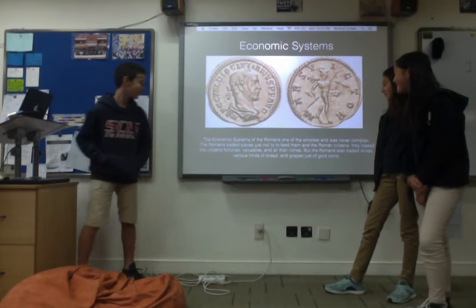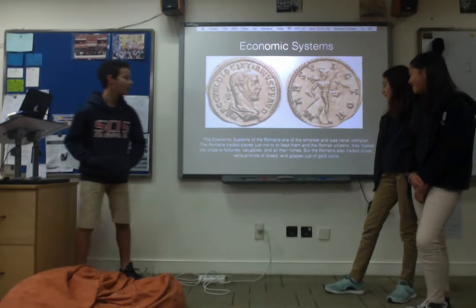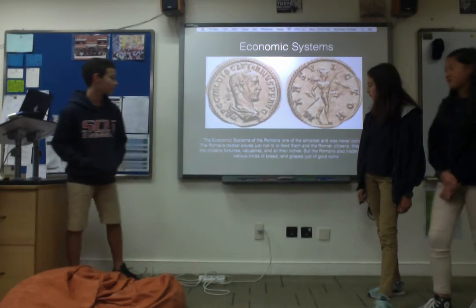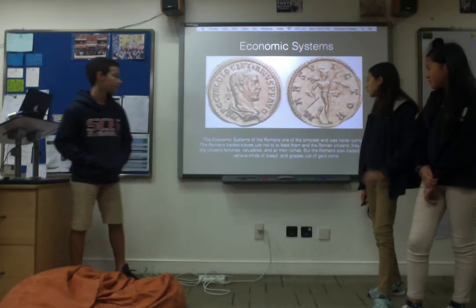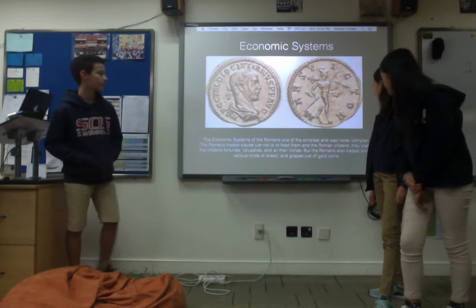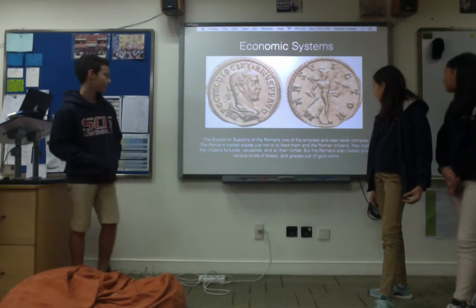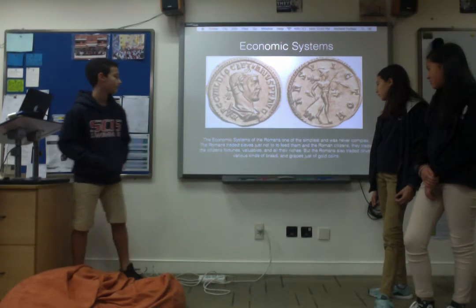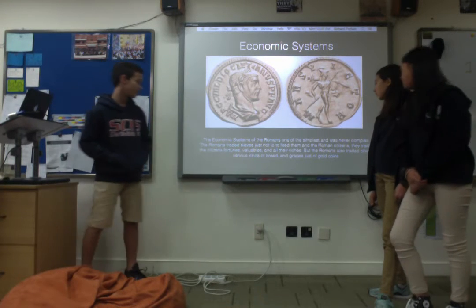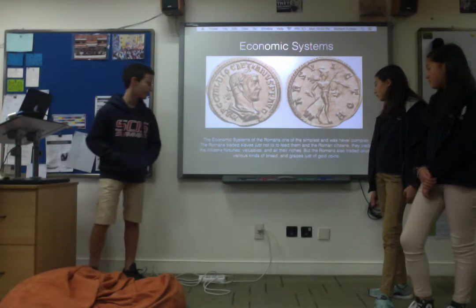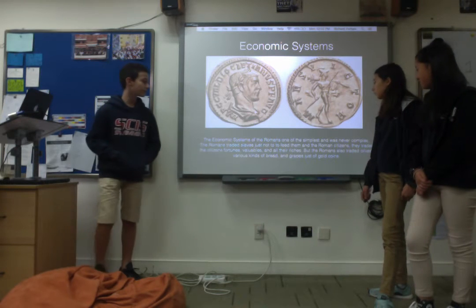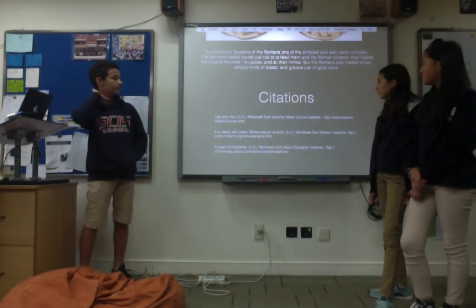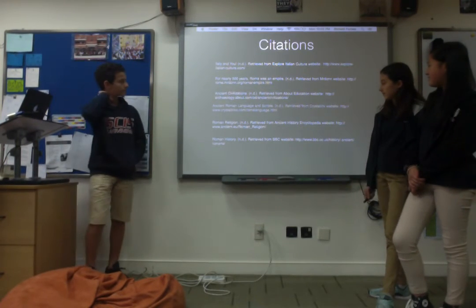Economic system. The economic system of the Romans was one of the simplest and yet never complex. The Romans traded slaves just to feed them and the Roman citizens. They traded citizens' fortunes, valuables, and all their riches. But the Romans also traded olives and various kinds of breads, the grapes, and gold coins. These are our citations.